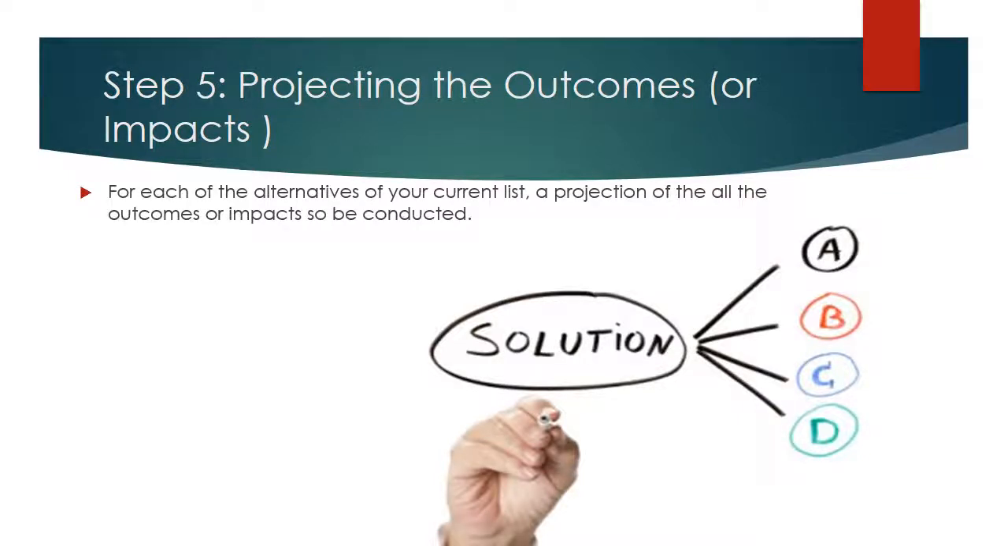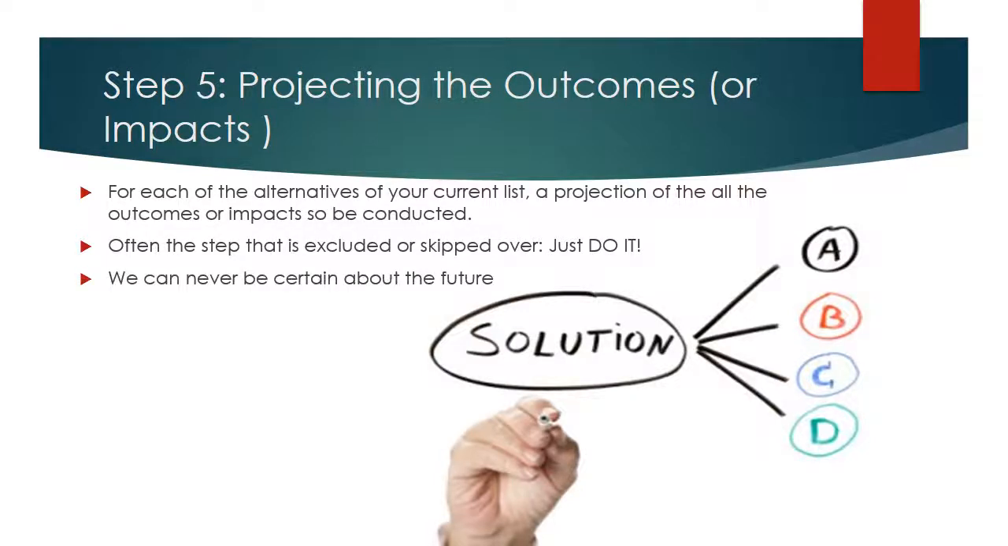So going back to the list constructed in step 3, we want to examine all of the possible outcomes for those alternatives. It is important to note that this step is often the one that is excluded or skipped over, so a word of advice from the author is to just do it. And although policy is about fixing the future, we can never be certain about how events will play out. So this is our way of being realistic and understanding the way that our policy will affect people's lives, either for better or worse.